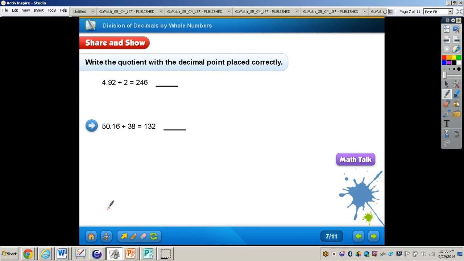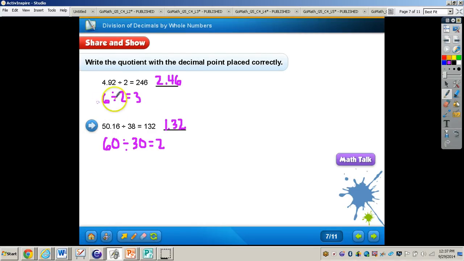Okay, now what I want you to do is complete these 2 problems all by yourself, and I want you to use estimation in order to figure out where that decimal point needs to go. So estimate these two answers and then pause the video as you're estimating it, and then when you press play I will have the answer for you. So pause the video now.